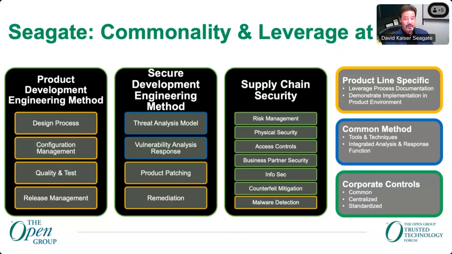Let's take a look at the three major domains of this standard. It contains the product development engineering methods, the secure development engineering methods, and the supply chain security. In total, there are 86 requirements that span across all of these domains. I will spend a few moments explaining each domain.